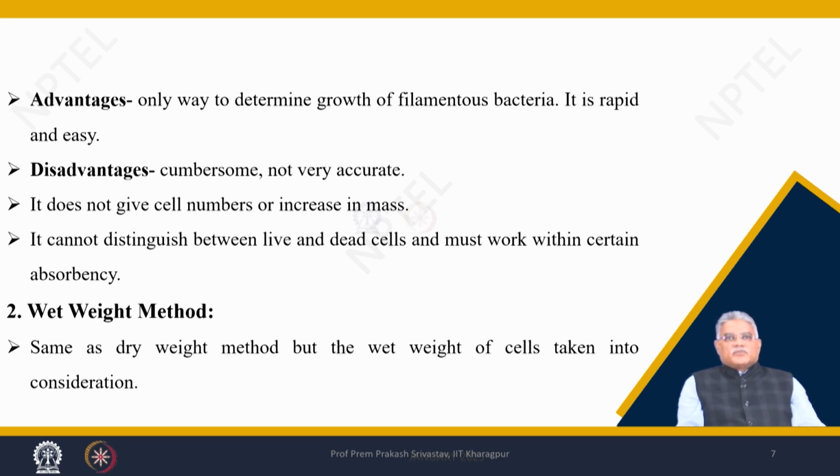Advantages: it is the only way to determine growth of filamentous bacteria. It is rapid and easy, but disadvantages are it is cumbersome, not very accurate, and it does not give cell numbers or increase in mass. It cannot distinguish between live and dead cells and must work within certain absorbency. Now, wet weight basis, same as dry weight method, but the wet weight of cells is taken into consideration.